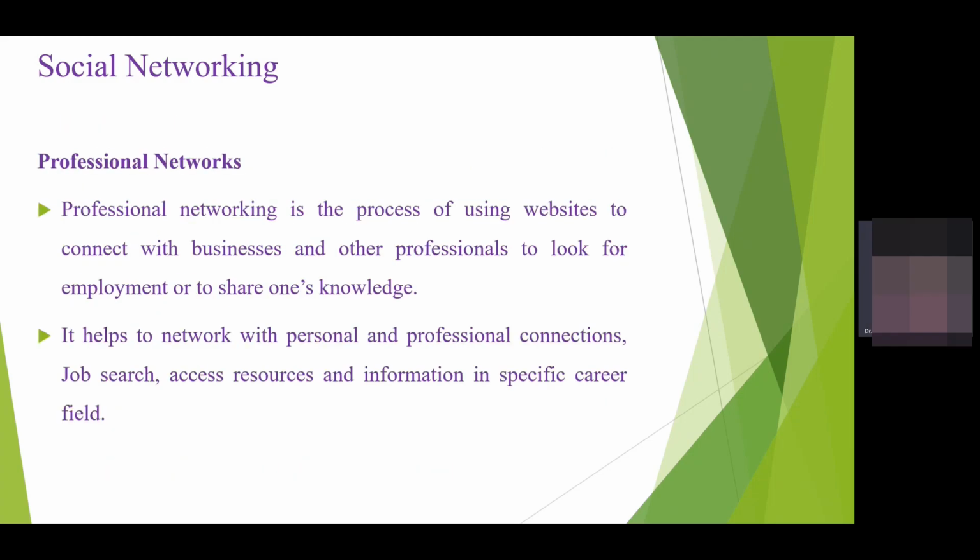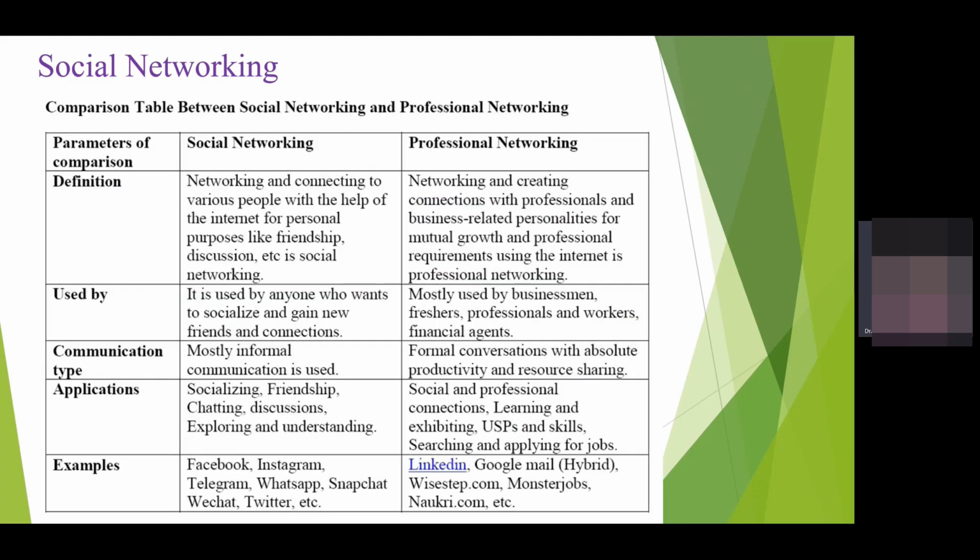Apart from social networking, which is used for personal purposes for connecting with family and friends, there are other websites or apps which are specifically meant for professional purposes. Professional networking is the process of using websites to connect with business or other professionals to look for employment or to share one's knowledge. In order to understand the difference between social networking and professional networking, we can see four parameters.